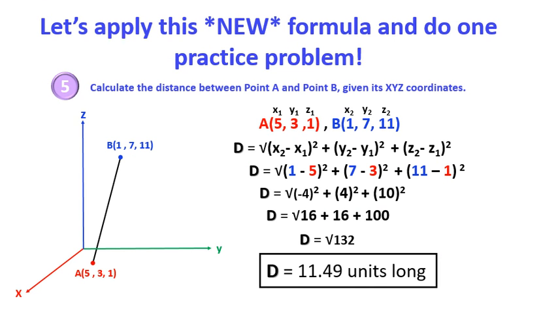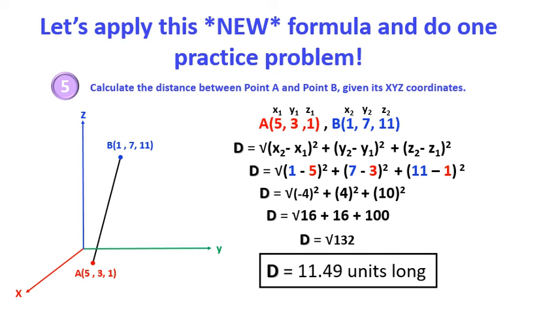So let's apply this new formula and do one practice problem. Number 5, calculate the distance between point A and point B, given its x, y, z coordinates. Remember, the process is the same for assigning the coordinates to their positions in the equations. So when we do, we'll assign 5 as x1, 3 as y1, and 1 as z1 for point A, and for point B, we'll assign 1 as x2, 7 as y2, and 11 as z2.